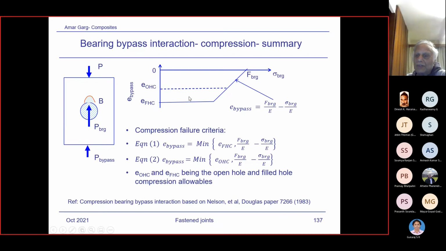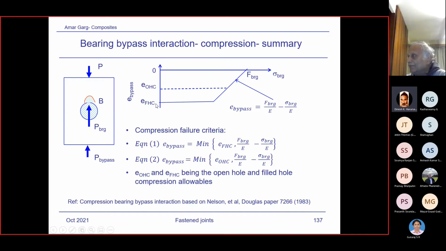We do not consider the filled hole compression as our interaction diagram chart. It is just to get this line and showing over here, in fact, so our criteria is compression bearing stress interaction based on Nelson, okay. So US, okay. But our limiting value is this one.